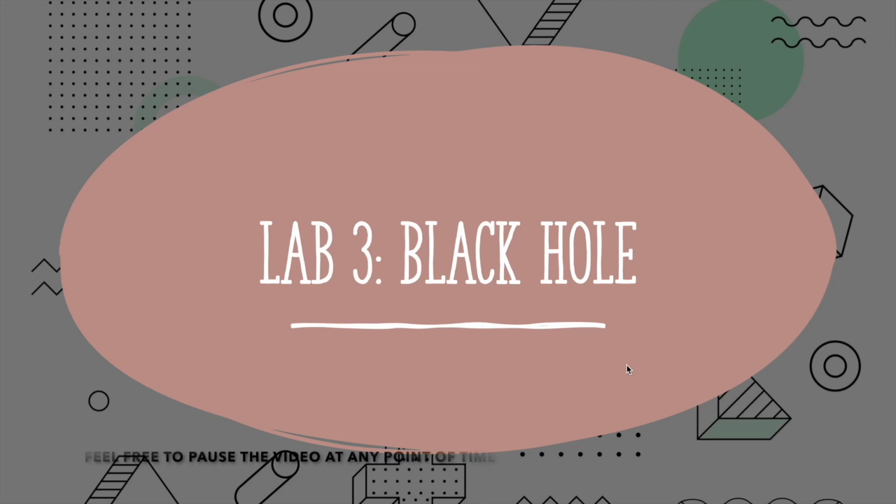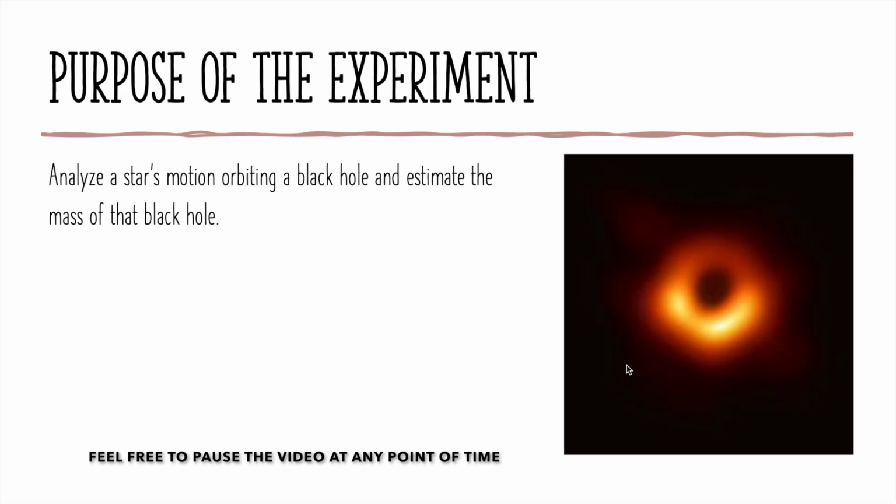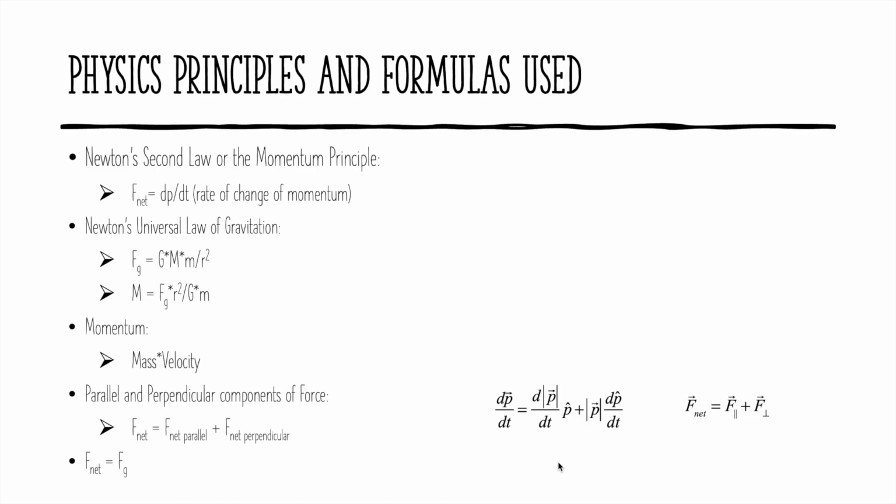Welcome to Lab 3. The purpose of this experiment is to analyze a star's motion orbiting a black hole and estimate the mass of that black hole. We have used the following physics principles and formulas for our experiment.